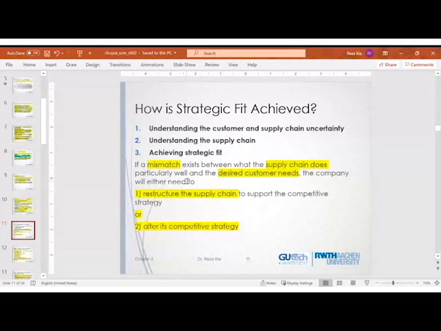So I think that we will discuss these three stages: understanding uncertainty, understanding the capacity, and then making a match between capacity and competitive strategy, in the next class.